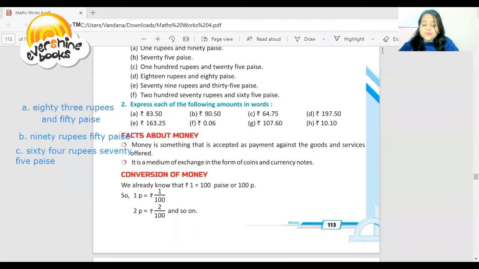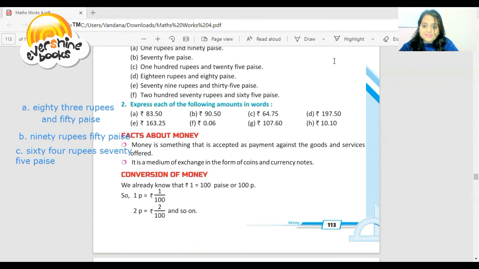Now, students, it's your question number 2. Express each of the following amounts in words. Students, these are in the form of rupees and paise. You have to write them in words. So, 83 rupees and 50 paise, 90 rupees 50 paise. Look at the spelling. And now 64 rupees 75 paise. These are the remaining questions, so just take out your notebook and write these amounts in words.